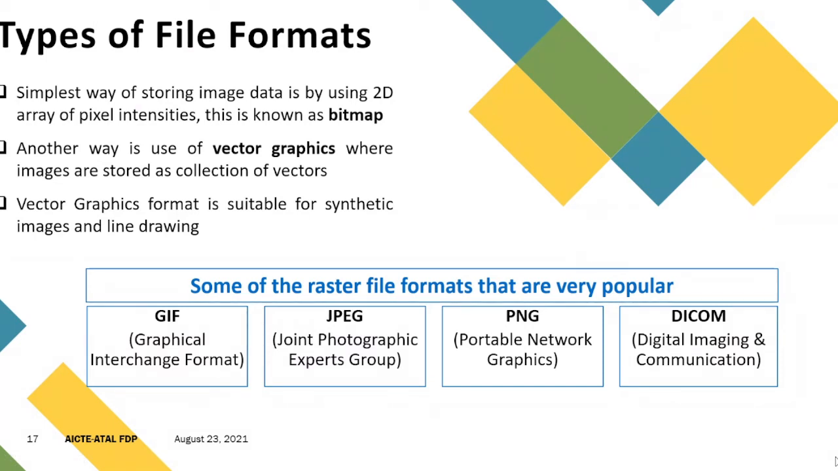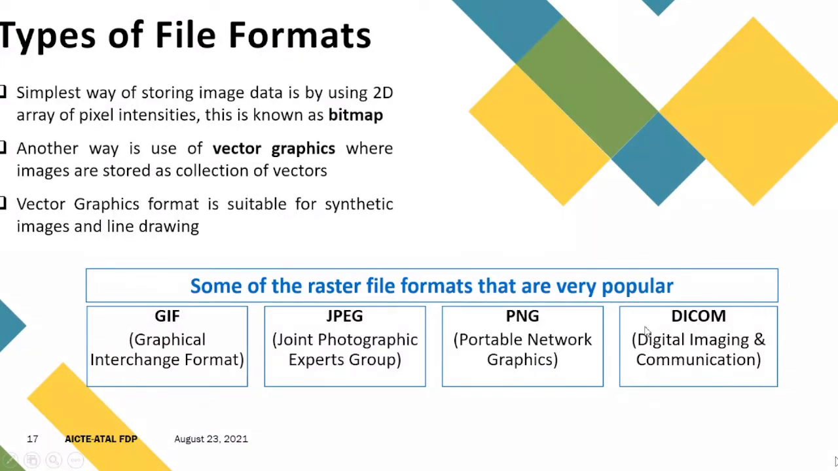GIF is commonly used for animation, right? JPEG, Joint Photographic Experts Group, is used for the web. PNG, Portable Network Graphics, is again for internet and web applications, and this is also very popular. DICOM. DICOM is what? Digital Imaging and Communication.